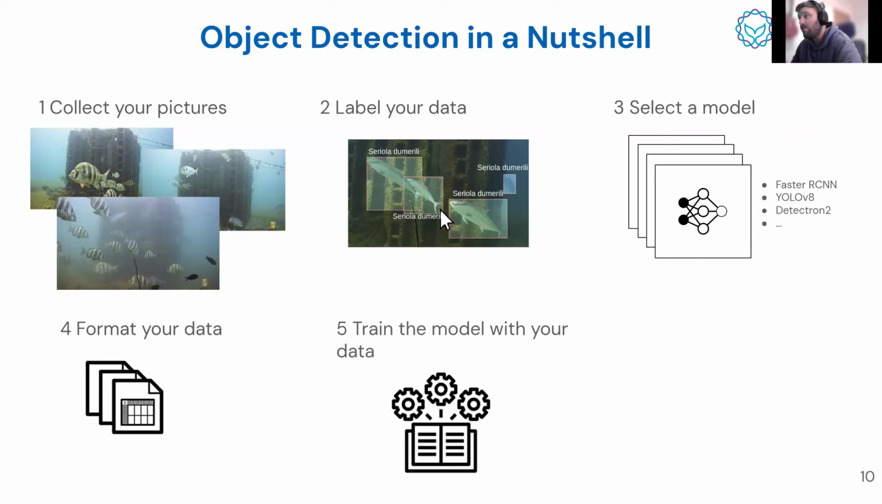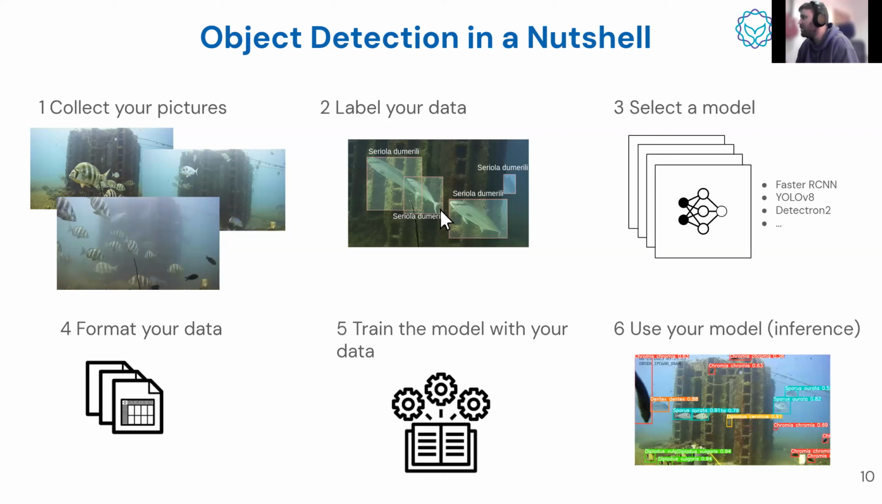And then you have to train your model with your data. And finally, if everything is okay, you can start using inference, so predictions with your model, and you will get something like this. So we have a picture here, and the model is telling us that we have all these fish, and it is able to classify all of them, or at least some of them. Okay, this is all the steps required to do object detection in an underwater environment.